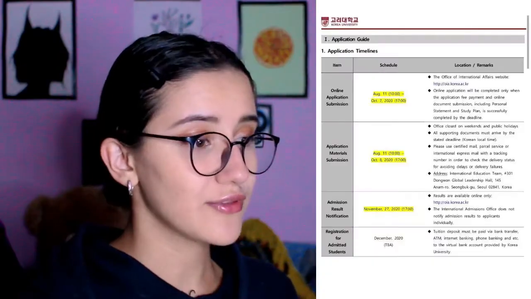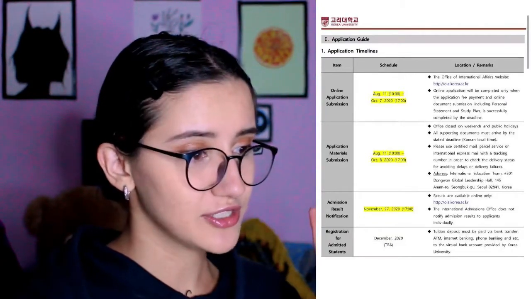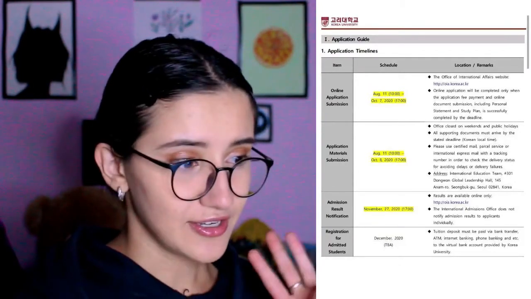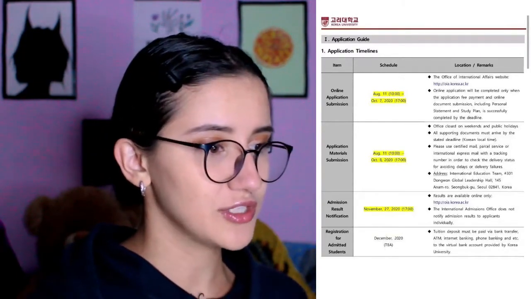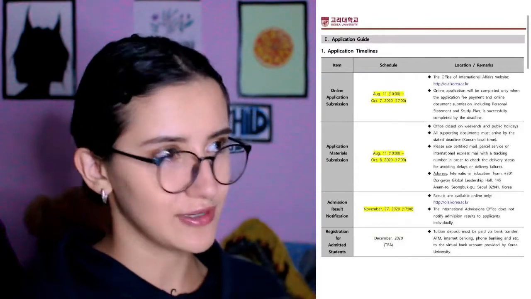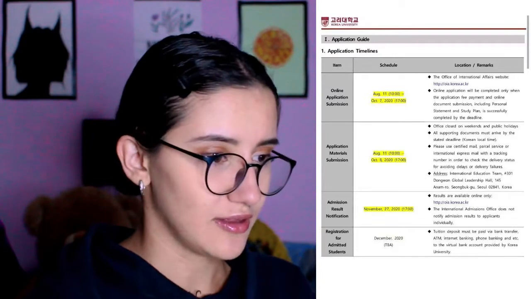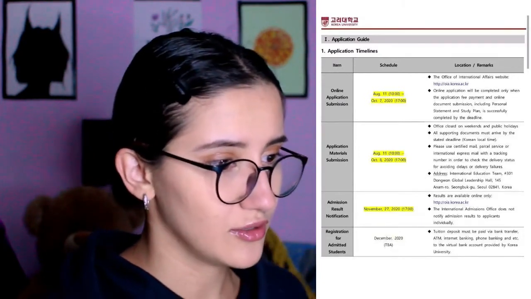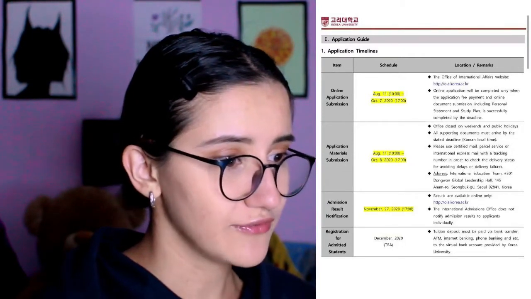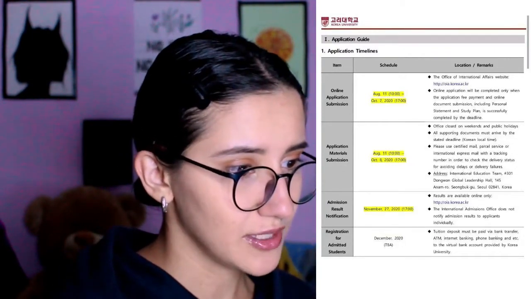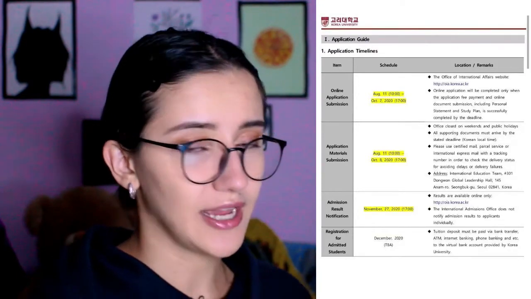Okay, we have three main steps. First is online application submission, second is application material submission, and third is admission result notification. So for online application submission, you have time from August 11th, which already passed, to October 7th. So during this time, you need to do the online application. It should be completed only when the application fee payment and online document submission, including personal statement and study plan, is successfully completed by the deadline.